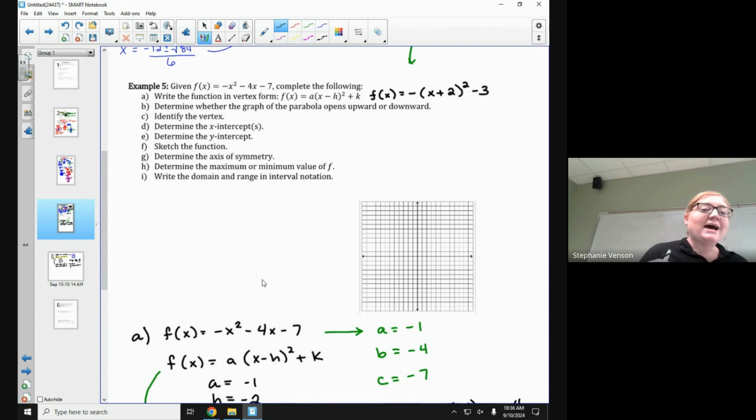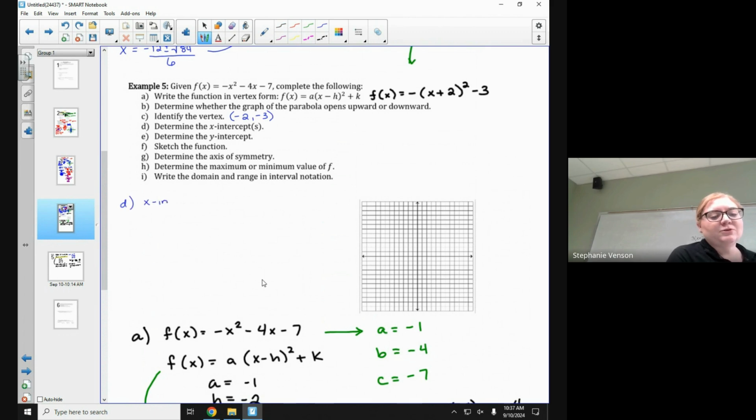Now I'm going to use that and answer b through i the exact same way I did example 1, example 2, and example 4. Identify the vertex. Well, the vertex is (h, k). Change the sign of h, keep the sign of k. We have -2, -3. Any questions on the vertex? All right, let's find the x-intercepts.